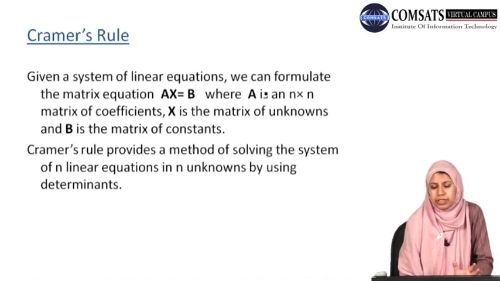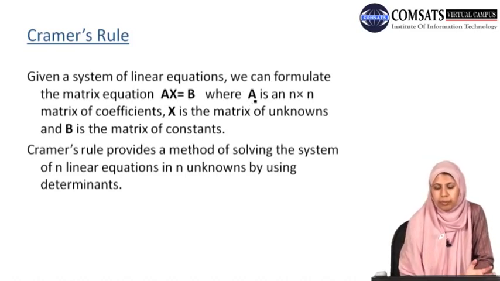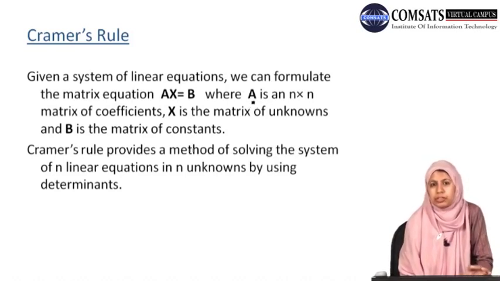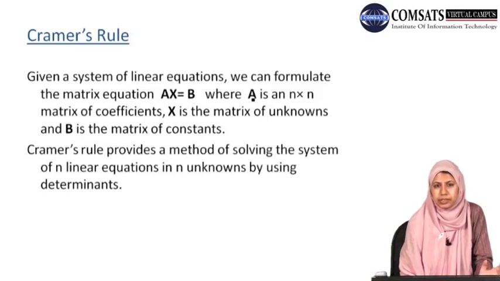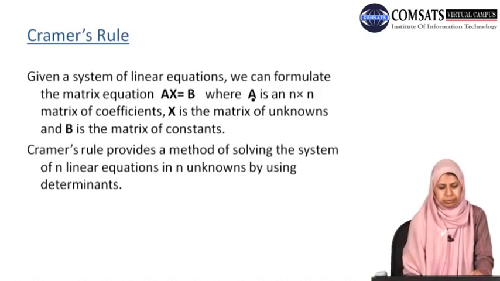In our previous lecture we have seen that the matrix of coefficients A can have any order, but here the matrix A should be a square matrix. Otherwise we cannot calculate the determinant. Now our matrix X is the matrix of unknowns, that is the column vector with n rows and 1 column. And our matrix B is the matrix of constants, which is again a column vector, a matrix of n rows and 1 column.